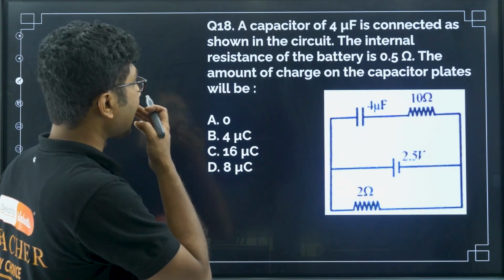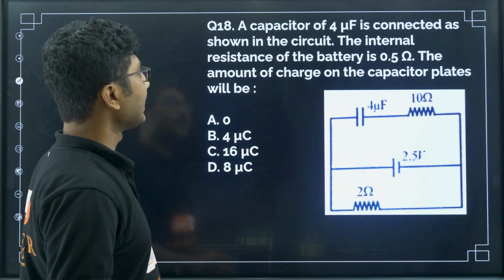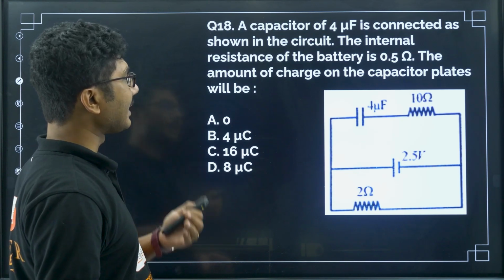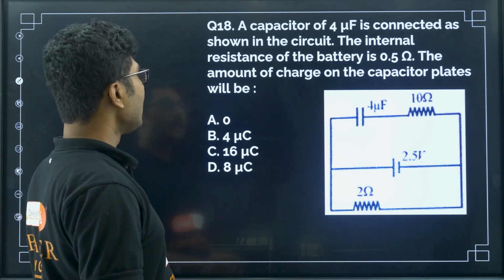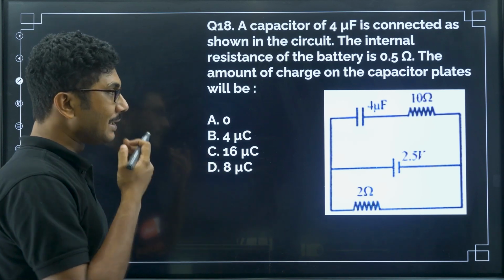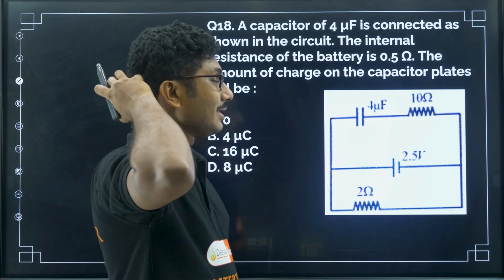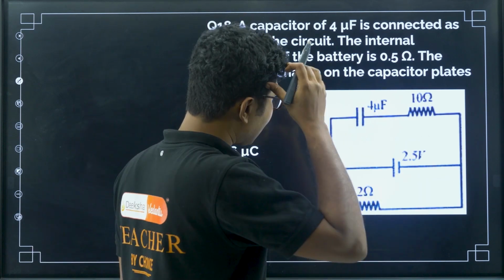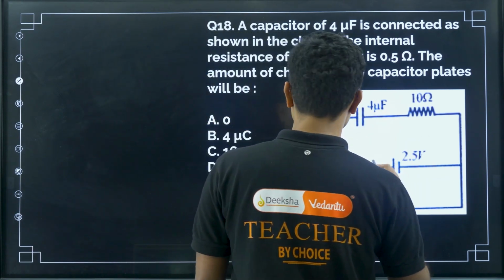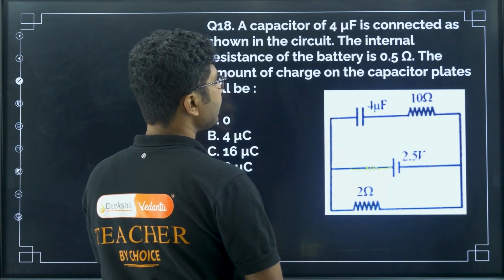Okay. Now a capacitor of 4 microfarad is connected as shown in the circuit. The internal resistance of the battery is 0.5 ohm. The amount of charge in the capacitor plates will be. So this is basically a mixed concept of capacitance as well as circuit diagram. So now they have given you the internal resistance. Okay, so internal resistance is 0.5.